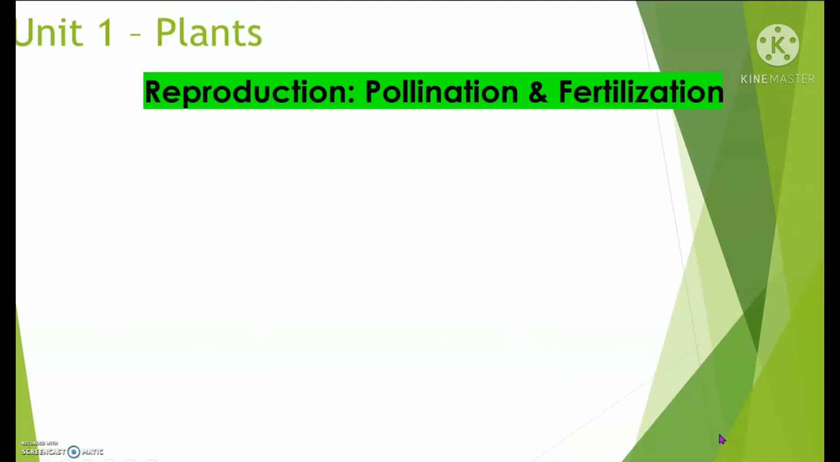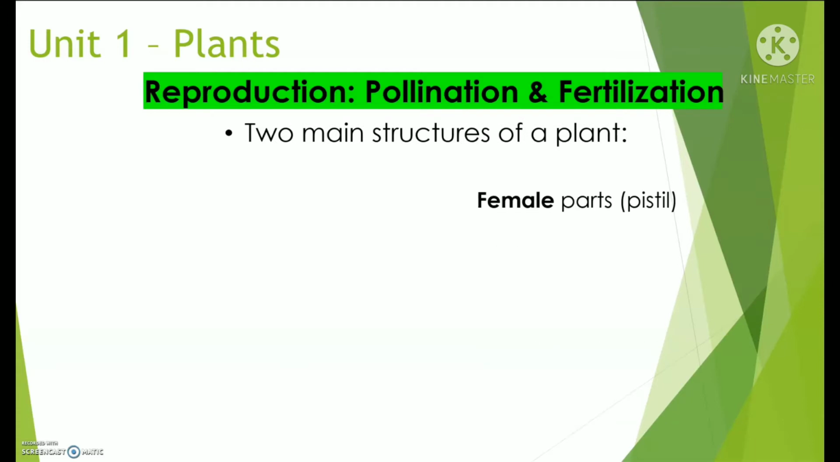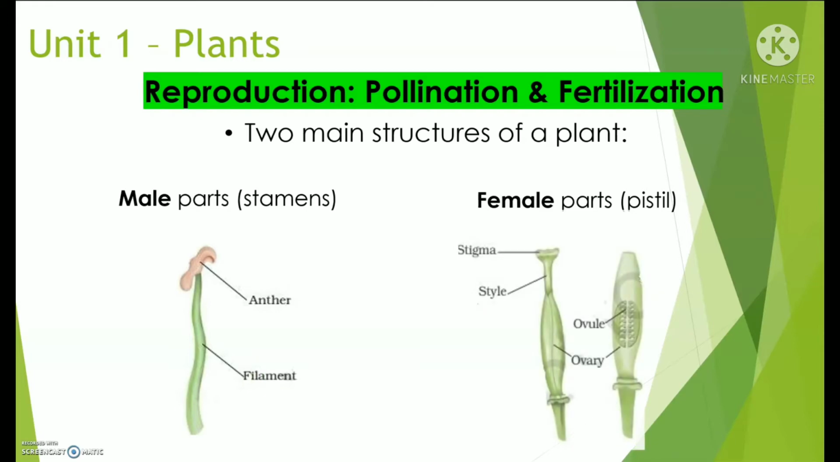Okay, now let's move on to our topic for today, which is still in Unit 1, Plants. If you have your books, open it on page 8. We will talk about reproduction, pollination, and fertilization. Pollination and fertilization is a process of reproduction that involves two main structures of a plant.